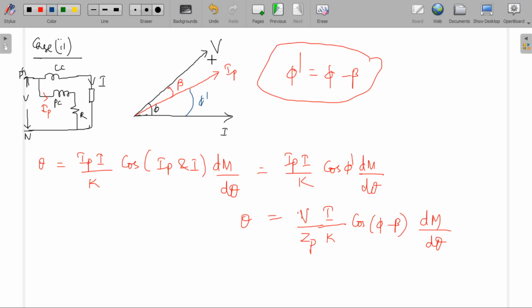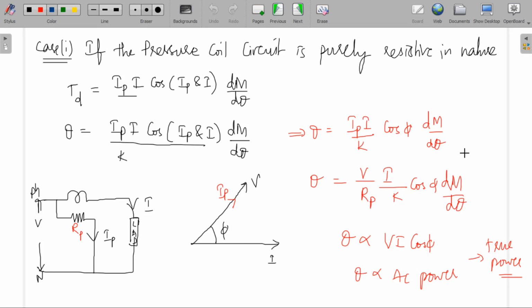Anyhow, you know theta is directly proportional to AC power. This will be the actual reading, the actual reading measured by the wattmeter after including the effect of inductance. So you take this as measured power. Let me take the other as true power.